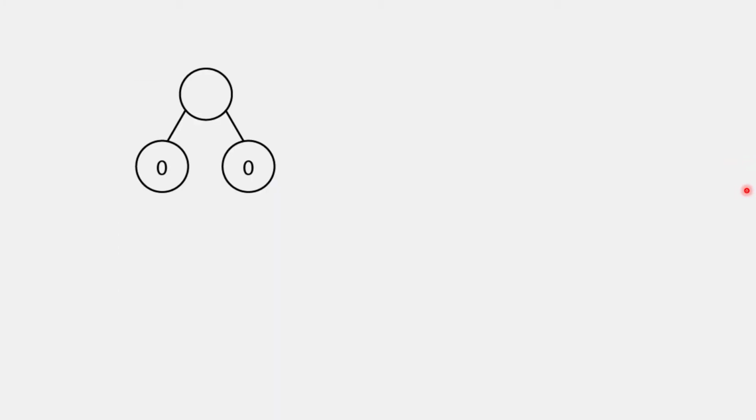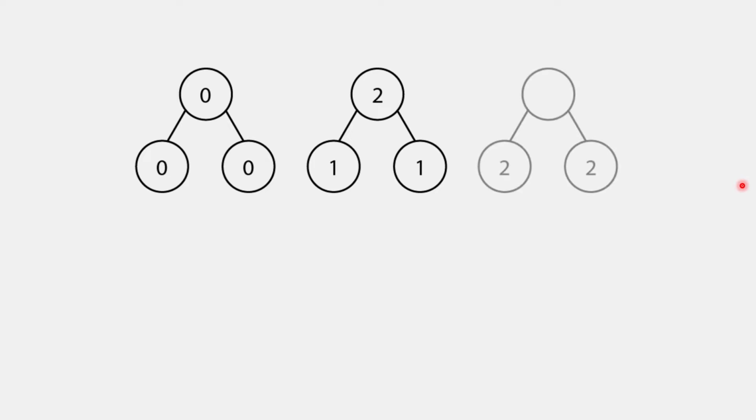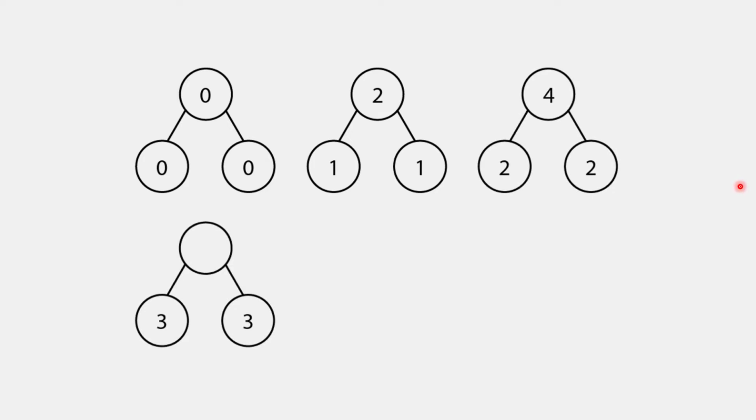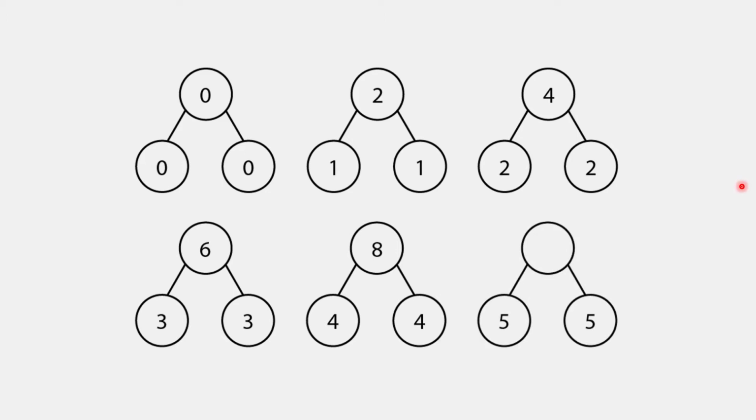Okay, so say them with me. Double 0 is 0. Double 1 is 2. Double 2 is 4. Double 3 is 6. Double 4 is 8. Double 5 is 10. And an extra challenge, can you continue?